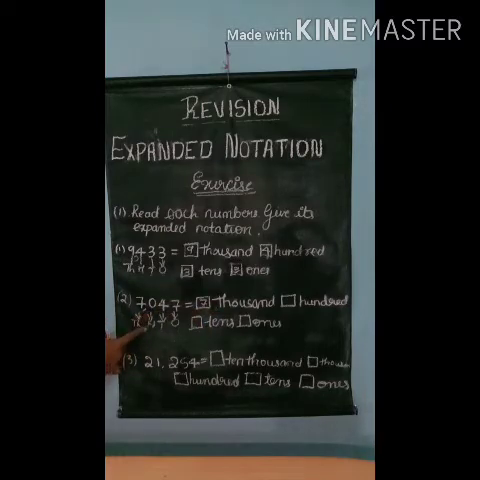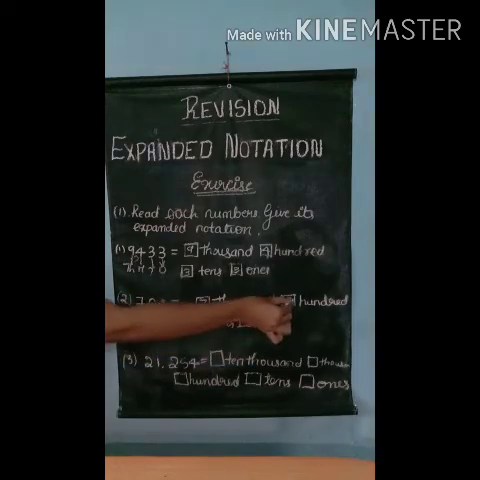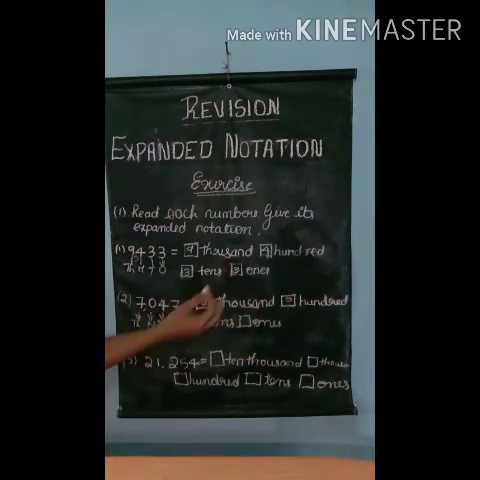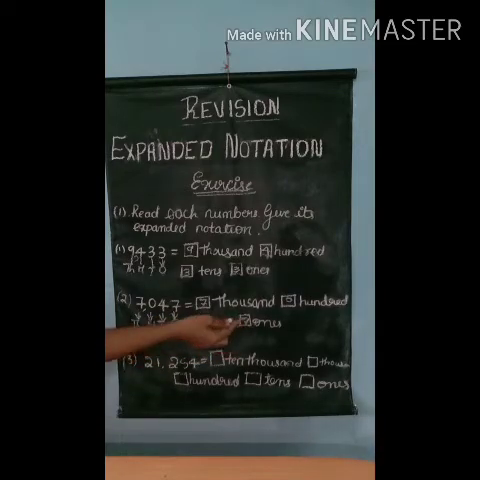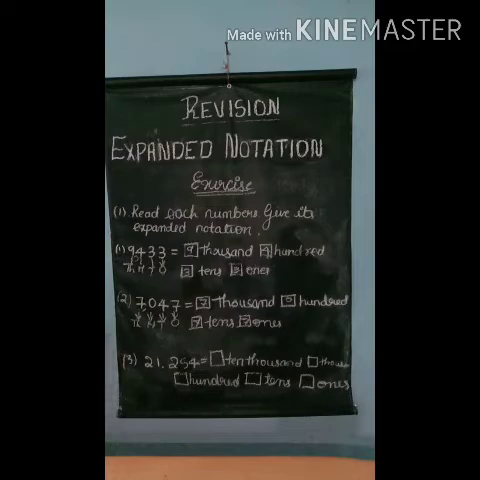So 0 in which place here? 100 place. Okay. So 0 multiplied by 100, or we can leave this 0. Then 4 in which place here? 4 in tens place. So 4 multiplied by tens. Then 7 in which place here? Ones place. So 7 multiplied by 1 is called expanded notation.